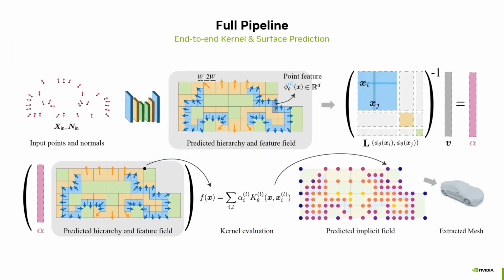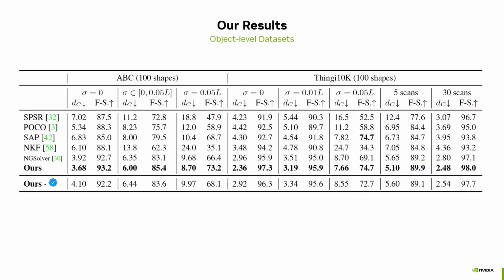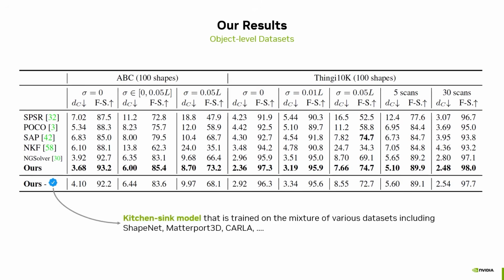Given input points and normals, we first predict a sparse voxel hierarchy and a kernel field, and then we formulate a sparse linear system that tries to solve for minimizing the surface fitting error. Our method is tested on various different datasets. Apart from the high-ranking results, we also provide a kitchen sink model that is trained on a mixture of these datasets and is highly generalizable.